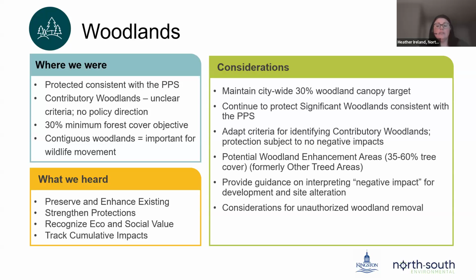So to address this, the Natural Heritage study put forward some key considerations, including maintaining the city's current 30% forest cover target in order to continue to see woodland canopy continue to grow and continue the protection of significant woodlands. It did provide updated criteria proposed for the contributory woodlands, and that is found within the technical report, and identifies that these areas of contributory woodlands should be protected and subject to no negative impact.